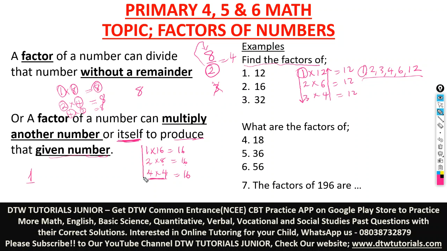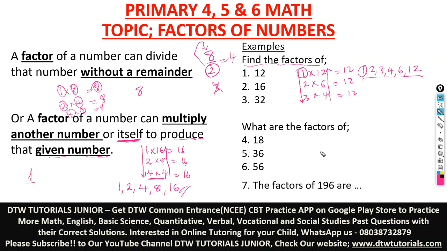Okay, so now let us state our factors. So we go this way. That's 1, 2, 4, and then 8, 16. We don't need to repeat the 4. So we have 1, comma 2, comma 4, then we have 8 and 16. Do you see that? So these are the factors of 16.